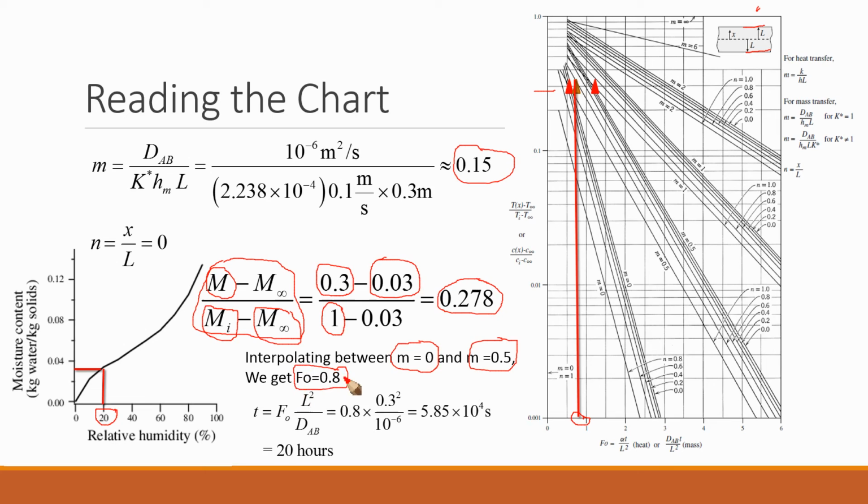And that x value is the non-dimensional time, the Fourier time. So time t is equal to Fo L squared over D_AB. We put in all the values to get the final time t equal to 20 hours, which means this moisture 0.3 would be reached at the center, at the bottom of the compost pile, in 20 hours.